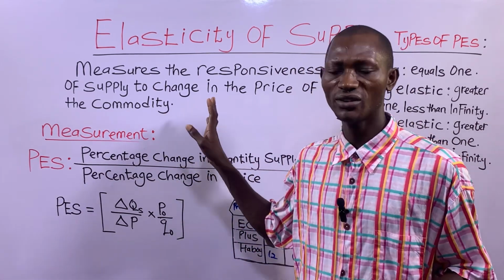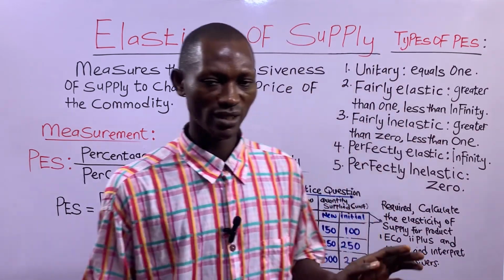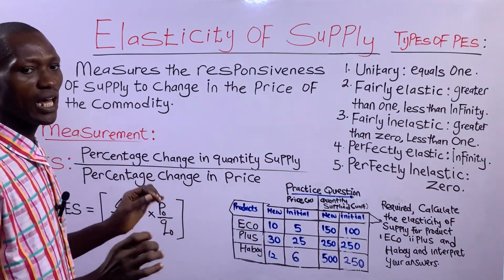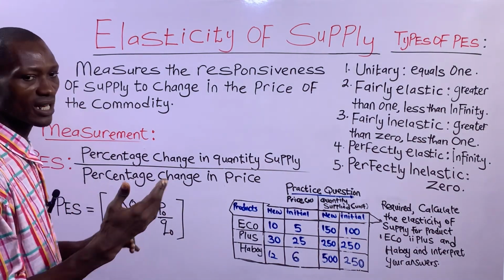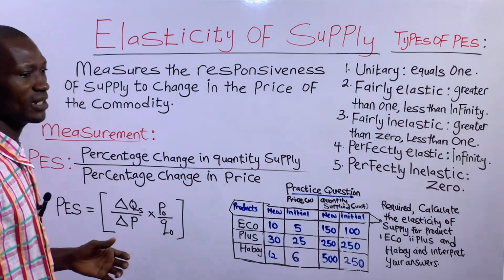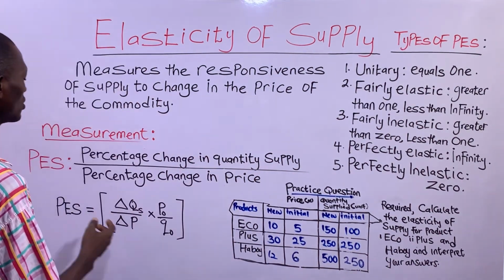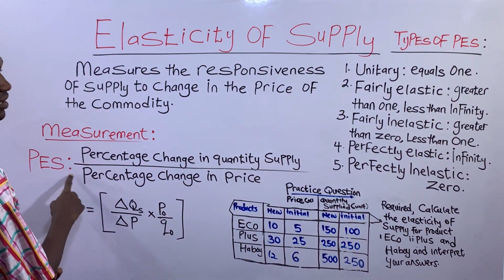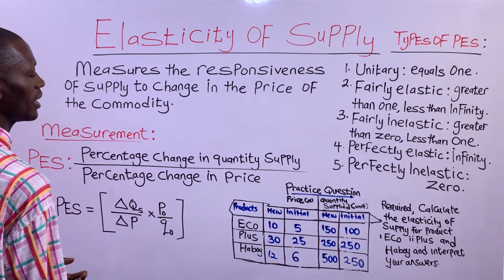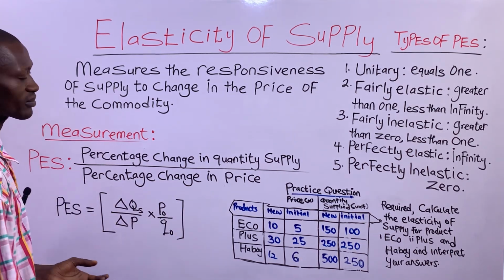Having gotten the definition and the explanation of the concept of price elasticity of supply out of the way, let's talk about how it is measured, how price elasticity of supply is measured, or most times how it is defined or calculated. Price elasticity of supply is measured as percentage change in quantity supplied divided by percentage change in price.